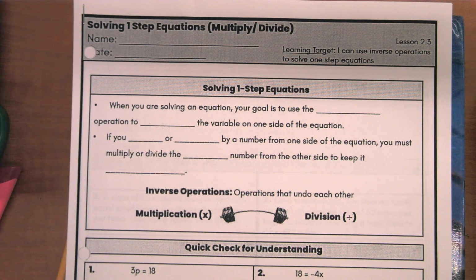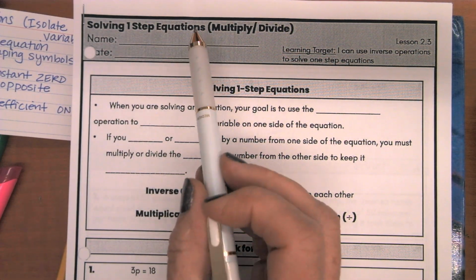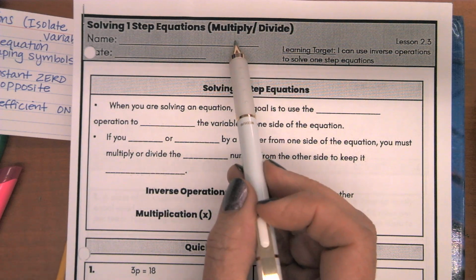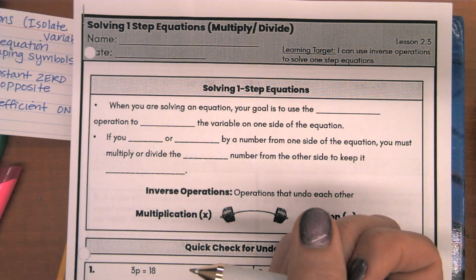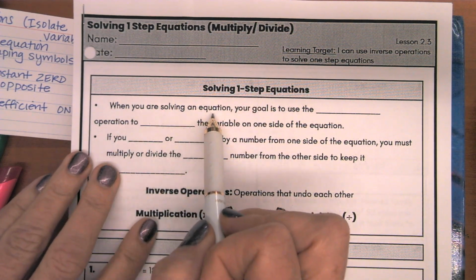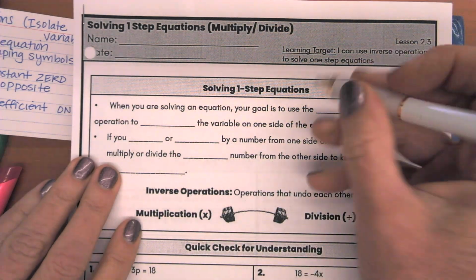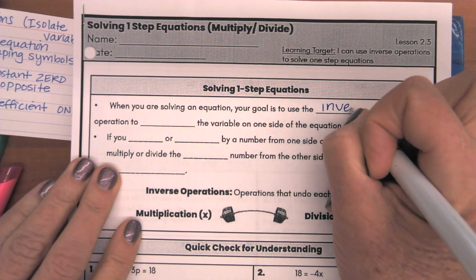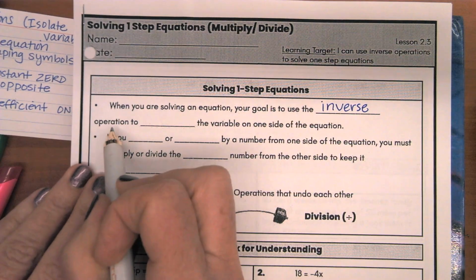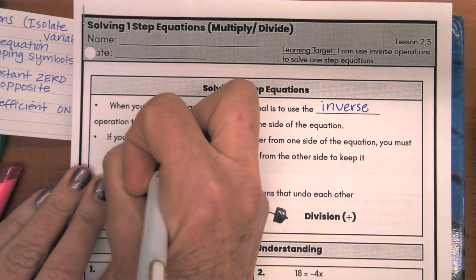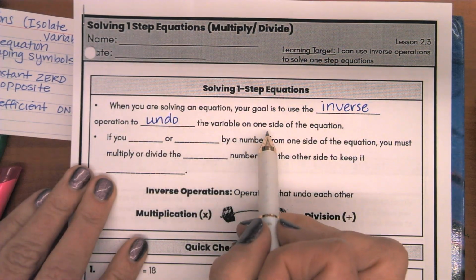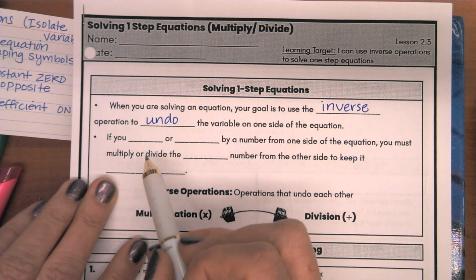Okay, mathematicians, now that you guys have one-step equations for addition and subtraction, let's work on multiply and divide. Now, remember, when you are solving an equation, your goal is to use the inverse operation to undo the variable on one side of the equation.